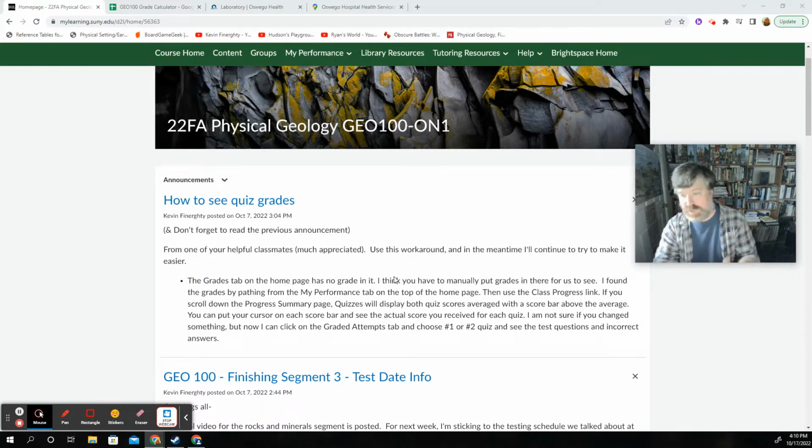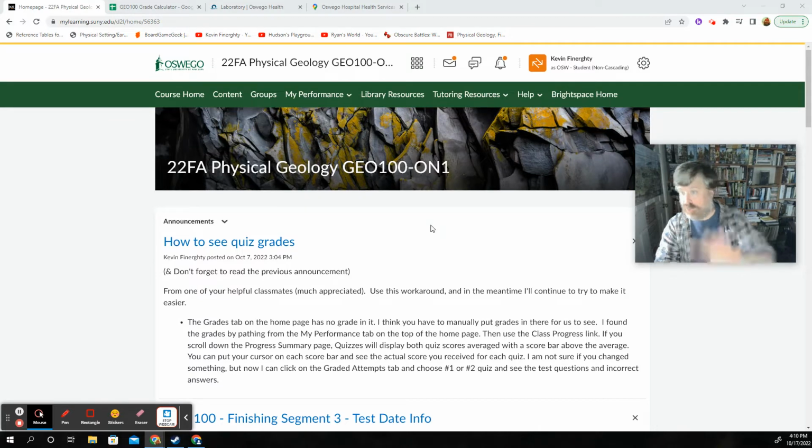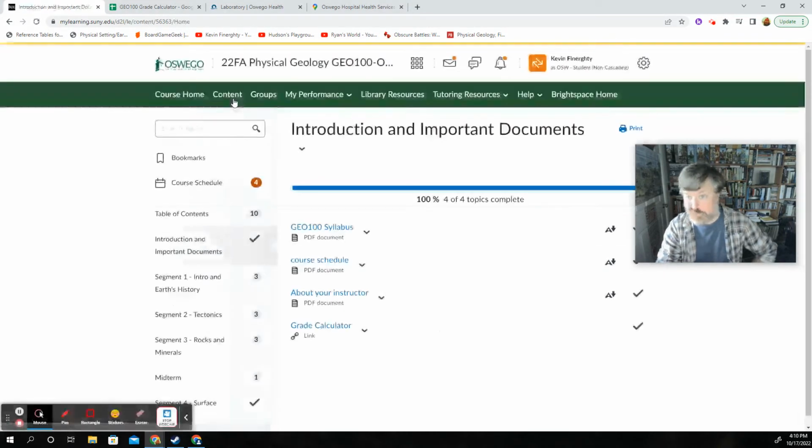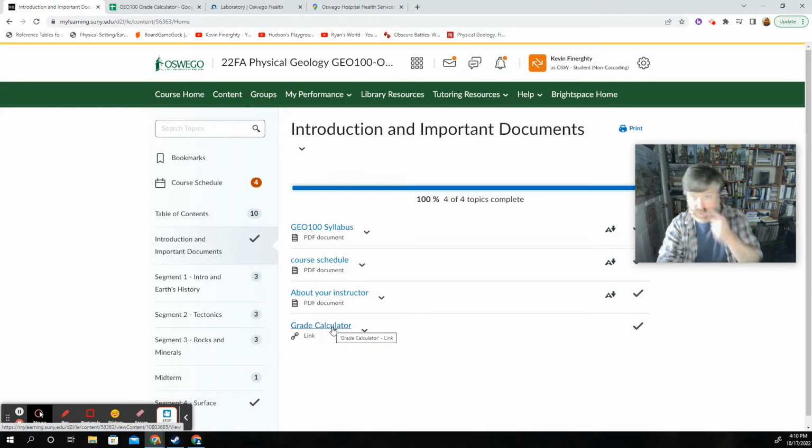Now, the grade book in Brightspace, I'm done fighting with. So here's what we're going to do instead. If you want to be able to run the numbers on how you're doing so far, what I did was I made a Google Sheet that will do it for you. If you go back to the introduction and important documents, you've got all the stuff we had at the beginning of the year. I've added this grade calculator.